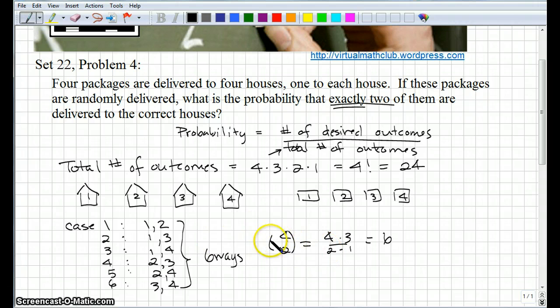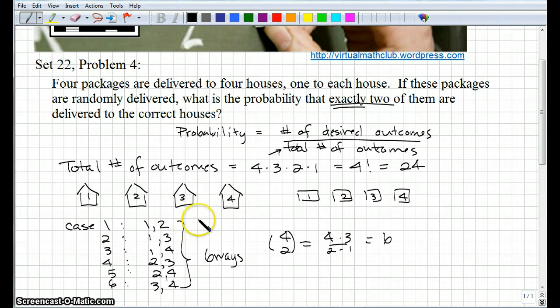So there's 6 ways to deliver correctly, but we do have to think about, for example, the case where we delivered 1 and 2 correctly. What about packages 3 and 4? Can we just deliver them randomly? The answer is no, we can't, because it says exactly 2. If we are going to have exactly 2 packages delivered correctly, then 3 and 4 would have to be delivered incorrectly. So 4 would have to be delivered to 3, and 3 would have to be delivered to 4.